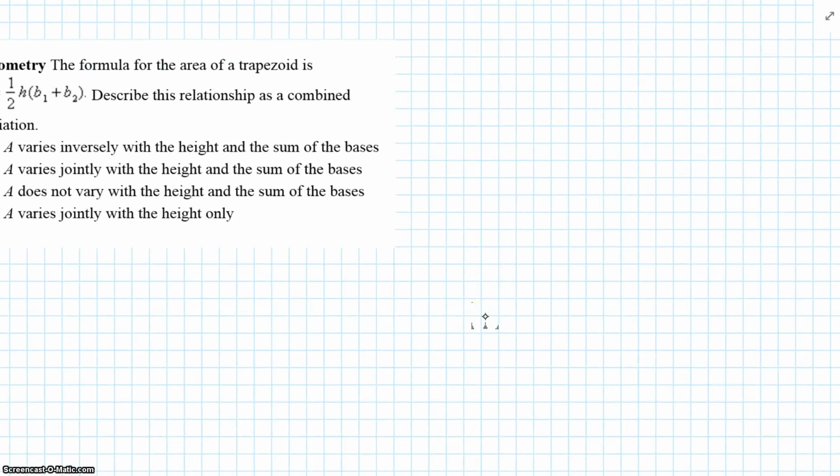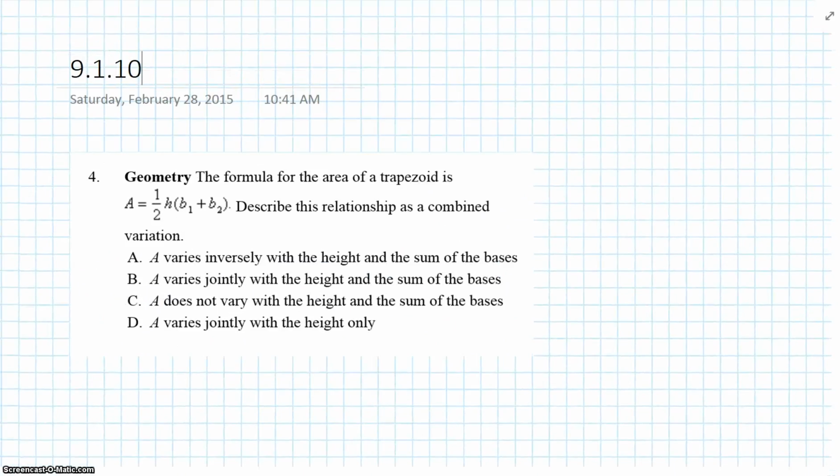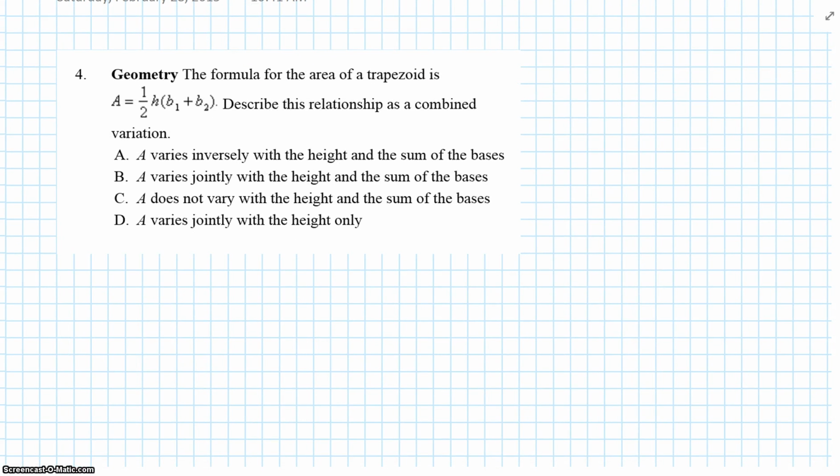So, geometry. The formula of the trapezoid is A equals 1/2 h times (b1 plus b2). Describe the relationship as a combined variation. So you could say area varies, is it inversely? Are any of the variables in the denominator? No, so it cannot be A. A varies jointly with the height and the sum of the bases.